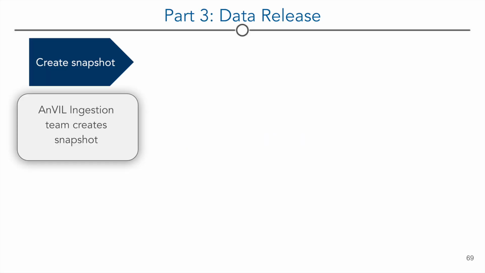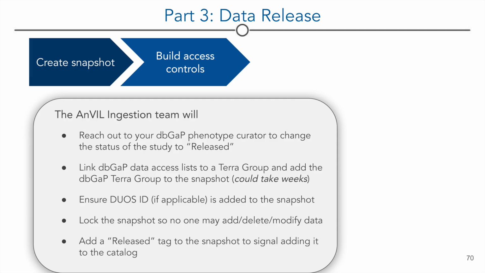To release the data, the AnVIL ingestion team first creates a snapshot of the data. The AnVIL ingestion team then coordinates with dbGaP to establish access controls. The AnVIL ingestion team takes care of a number of details. Reach out to the phenotype curator at dbGaP to change the status of the study to released. The data submitter will be included on emails sent to dbGaP. Link the dbGaP data access list to a dbGaP Terra group and add the Terra group to the snapshot. Ensure the DOI is added to the snapshot.